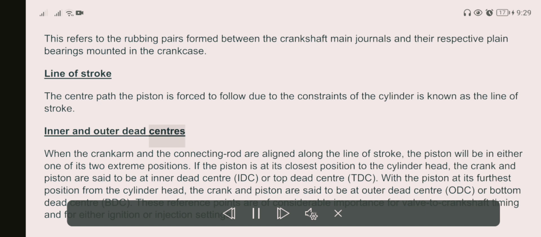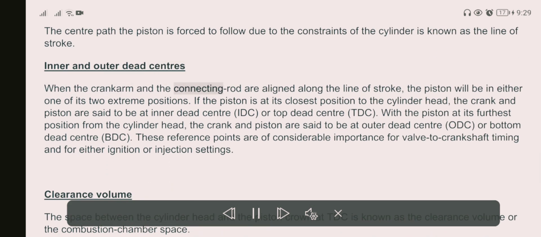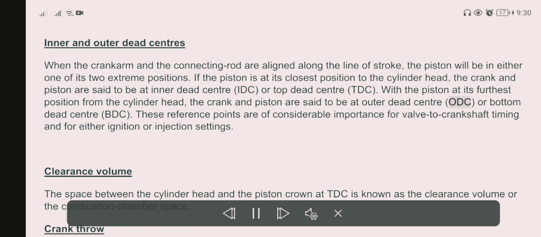Inner and outer dead centers. When the crank arm and the connecting rod are aligned along the line of stroke, the piston will be in either one of its two extreme positions. If the piston is at its closest position to the cylinder head, the crank and piston are said to be at inner dead center (IDC) or top dead center (TDC). With the piston at its furthest position from the cylinder head, the crank and piston are said to be at outer dead center (ODC) or bottom dead center (BDC). These reference points are of considerable importance for valve to crankshaft timing and for either ignition or injection settings.